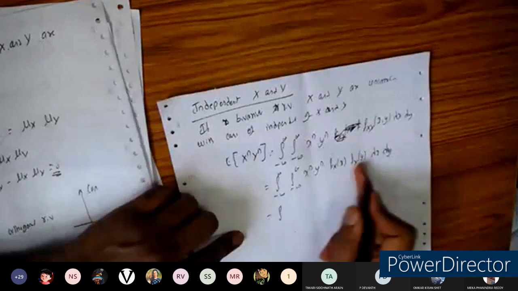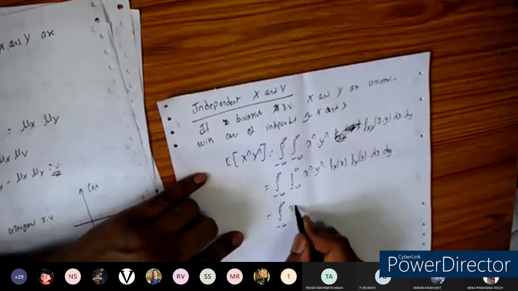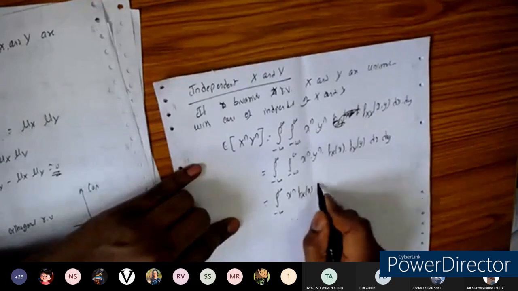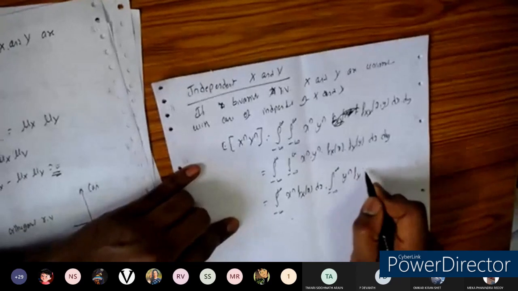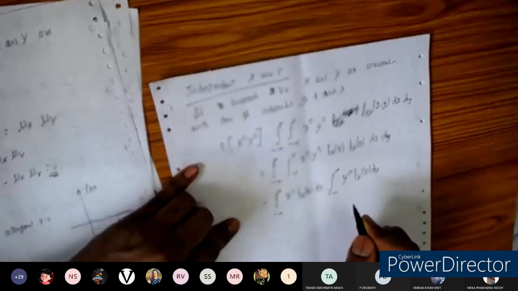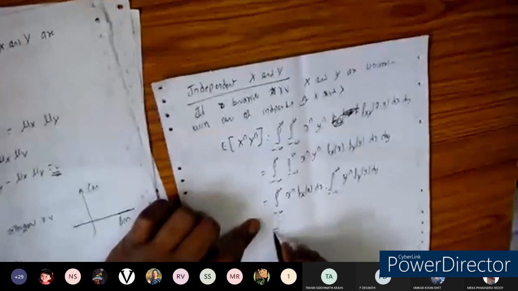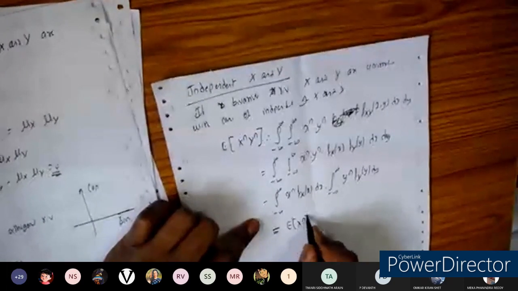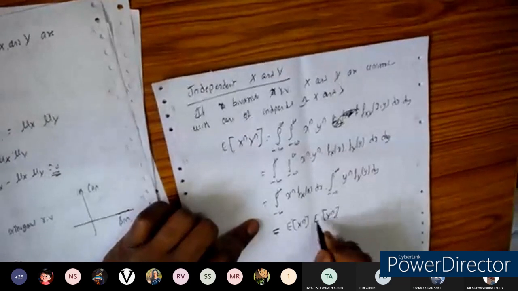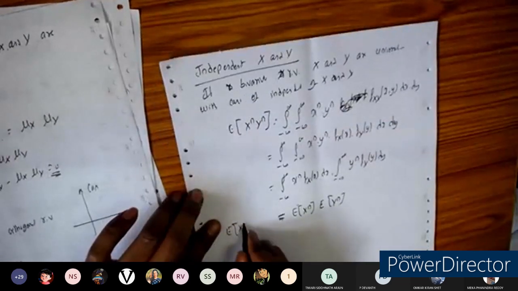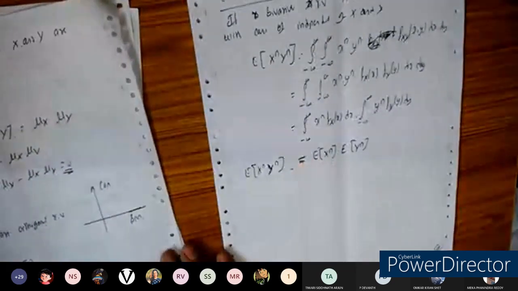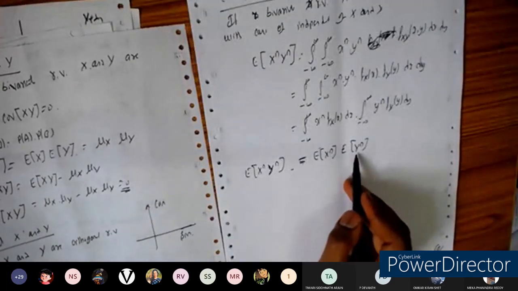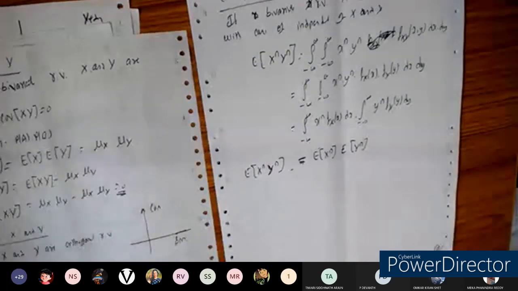This can be written by separating the integrals: the integral from minus infinity to plus infinity of x to the power of n into f_X of x dx, times the integral of y to the power of n into f_Y of y dy. This is nothing but the expectation of X to the power n into the expectation of Y to the power n. So this is the same concept we saw for uncorrelated random variables, extended to the nth moment. That's it, nothing else.